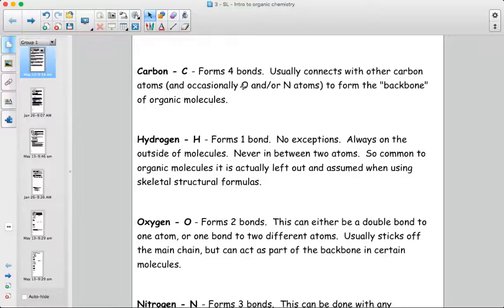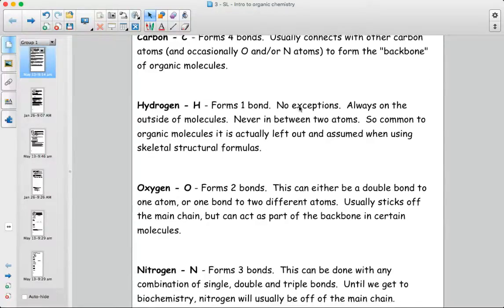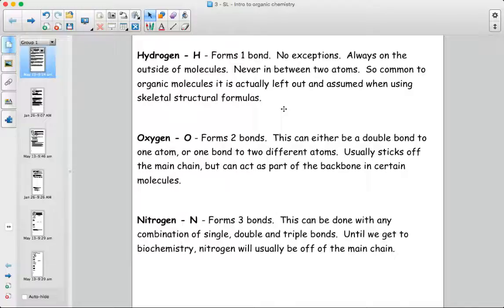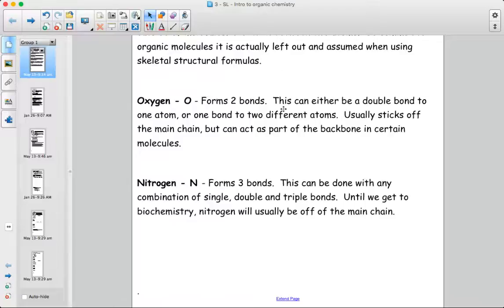Carbon's going to form 4 bonds, usually forming the backbone of the molecules. Hydrogen, only 1 bond, always sort of filling out the outsides of molecules, never between 2 atoms. Oxygen forms 2 bonds, so either a double bond to 1 atom or single bonds to 2 different atoms. And nitrogen, 3 bonds, so that could be single, double, or triple bonds, some combination of those. There are some examples where oxygen and nitrogen make up part of the chain of the molecule rather than sticking off to the side, but for most of what you'll see in IB chemistry, they tend to stick off the chain of carbon atoms.